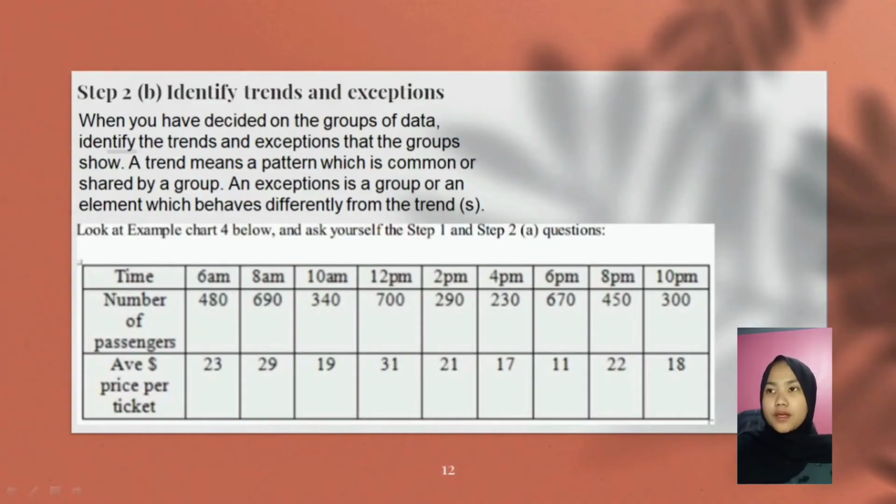Step 2B. Identify trend and exception. When you have decided on the group of data, identify the trend and exception that the group shows. A trend means a pattern which is common or shared by a group. An exception is a group or an element which behaves differently from the trend. Look at example chart 4 below and ask yourself the step 1 and step 2A questions.